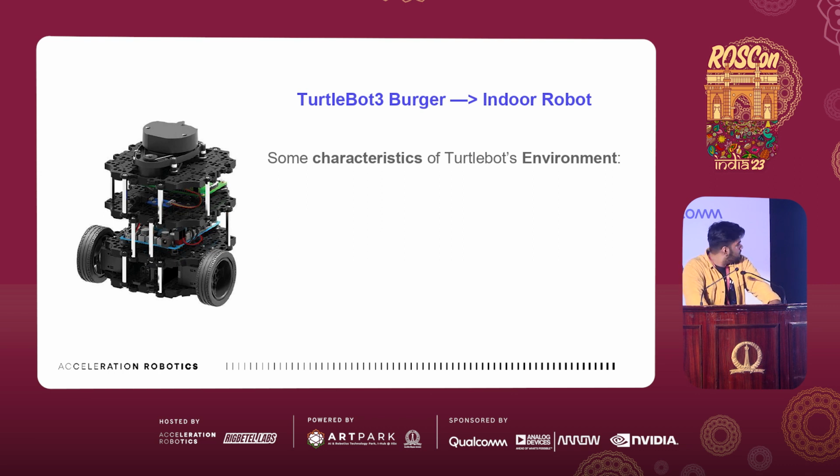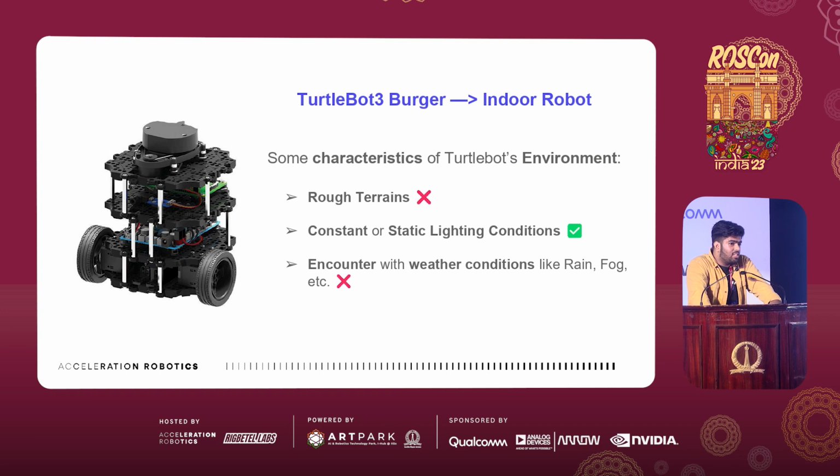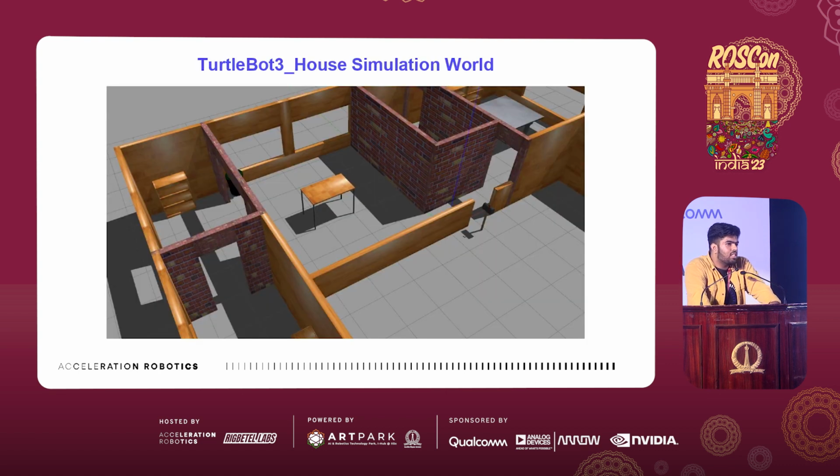There are no rough terrains. Obviously, it's a flat place. There is always static lighting, no changing lighting, and there is no rain, fog, or any weather artifacts at all. So it's a plain simulation. A basic simulation looks like this. There are some walls and flat surfaces. This works for an indoor environment because it's not very dynamic.